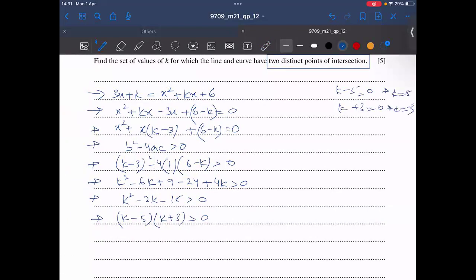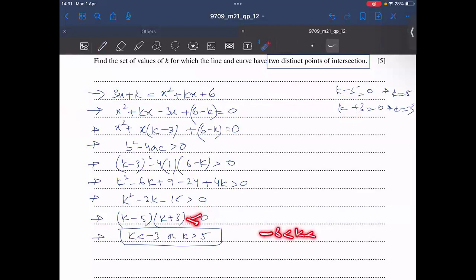Whatever factors you get, just keep them equal to 0 on one side of the page and get the values of k. Now, when you have greater than 0, you write the final inequality as k less than the smaller value, which is minus 3, or k greater than the bigger value, which is 5. If this had been less than 0, how would you have written the final inequality? You would have written the smaller value, then less than k, then less than the bigger value. So you just need to remember how you write down the final inequality.